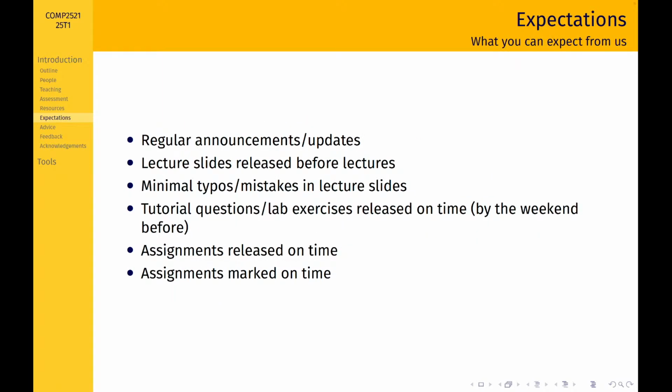Okay, and on the flip side, what can you expect from us? You can expect regular announcements. We'll make weekly announcements on the course website. We'll release lecture slides before lectures, so that's going well so far. We try to not have too many typos and mistakes in lecture slides, but if you do find a major typo, then please post on the forum and we'll fix it. You can also expect things to be released on time: quiz questions, lab exercises, assignments, and marking.